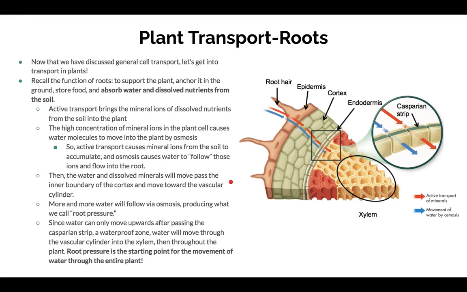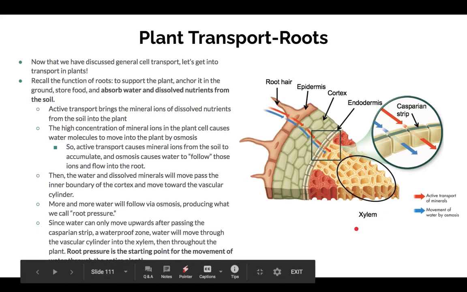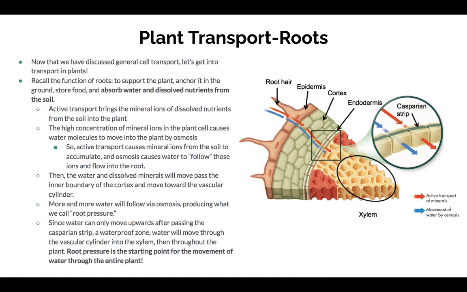So once water and dissolved minerals move past the inner boundary of the cortex, they're going to move towards the vascular cylinder. Okay, more water is going to follow, and that's going to create root pressure. And since water can only move upwards after passing the Casparian strip, a waterproof zone, water will move through the vascular cylinder into the xylem, then throughout the plant. Root pressure is the starting point for the movement of water through the entire plant.